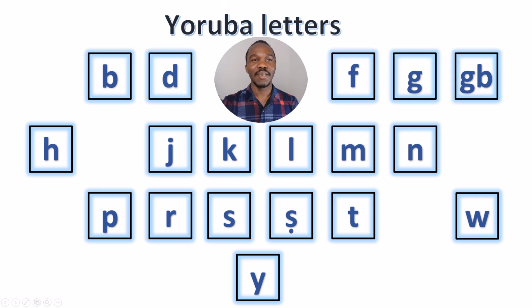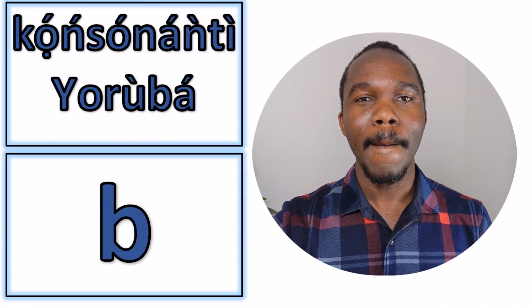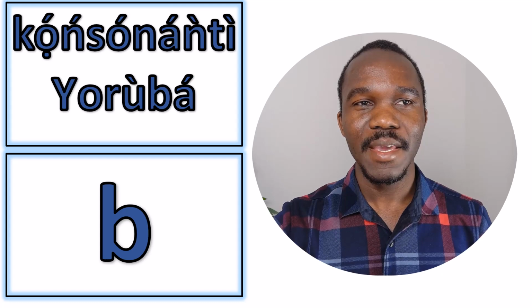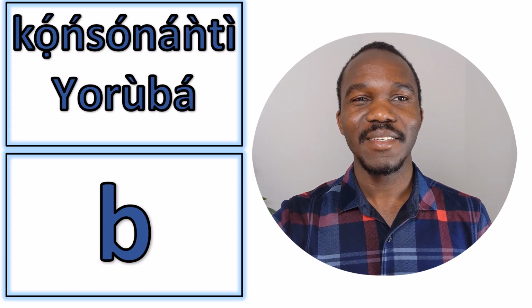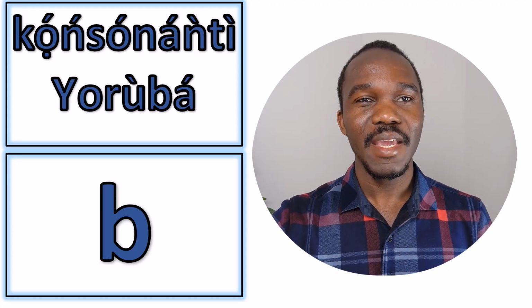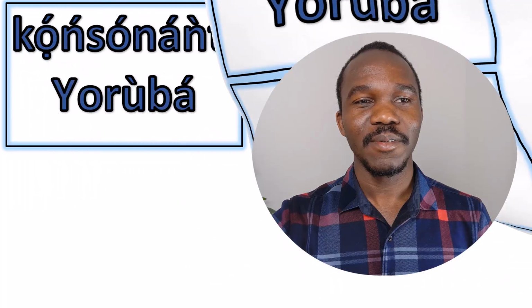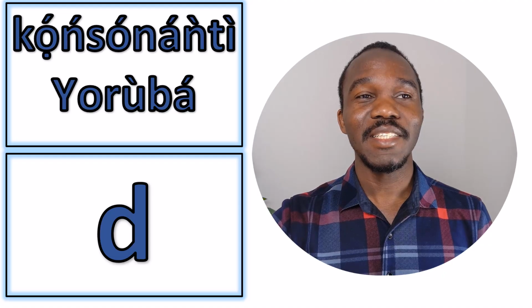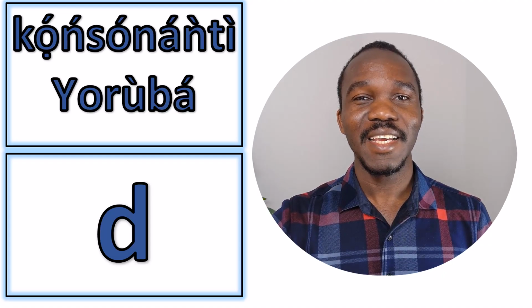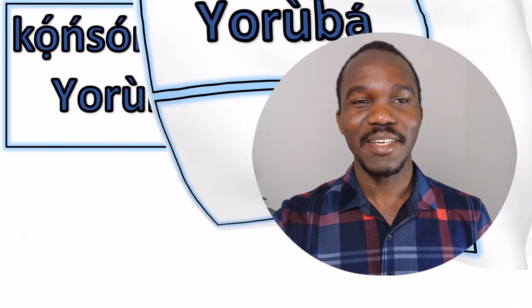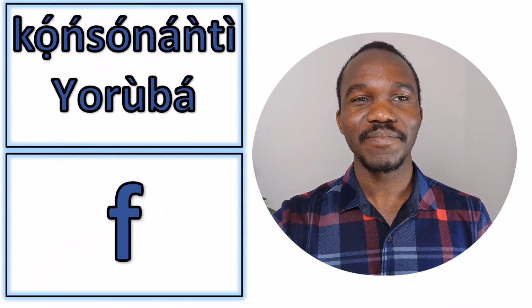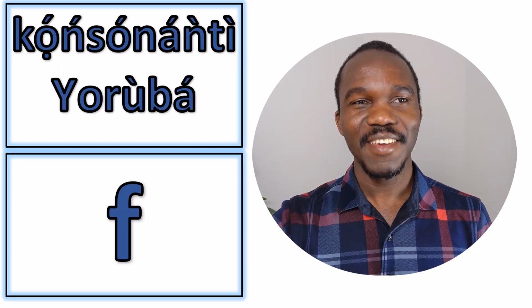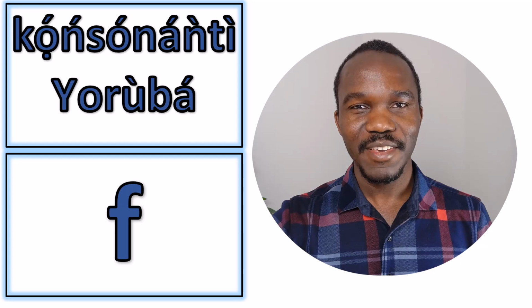So we're going to look at them one after the other just to recap again before we quiz ourselves, okay? All right. So this is B. Say it after me. B. You can see it blends with e. B. What about this one? Good job. D. D. Let's look at the next one. This one says what? Fi. Fi.